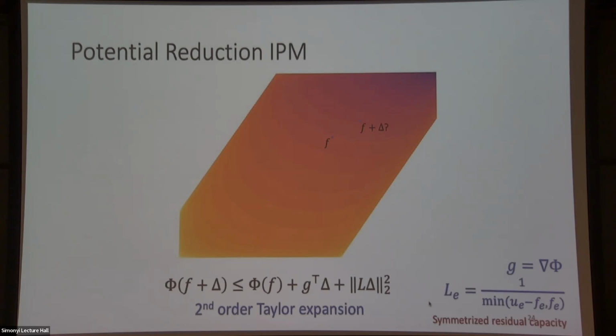Take your potential and write a second order Taylor expansion. So you get your constant term, phi of f, a gradient term, G is my gradient of the potential, gradient times the step you're taking delta, plus a second order Hessian term. I'm writing it in a way that's somewhat convenient to me. The standard Taylor expansion would give you half of delta transpose H delta. And then rewriting it, the Hessian here is diagonal, right?